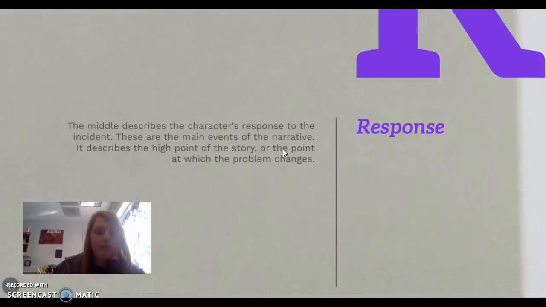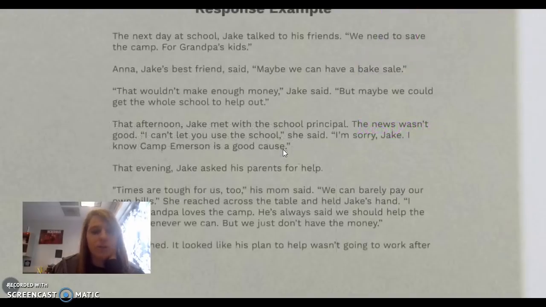Okay, so response, how do the characters react to that? So this is the middle of the story. Usually this is the main event. If you remember back in Phaethon, it was his whole journey to his father's palace to try to drive the chariot, because of his response to the conflict, which is the argument. But anyway, in this case, how are they going to respond to the closing of the farm? So it describes the high point or the point at which the problem changes.